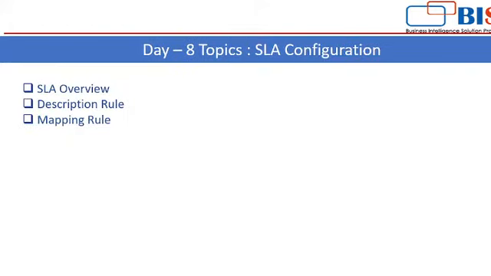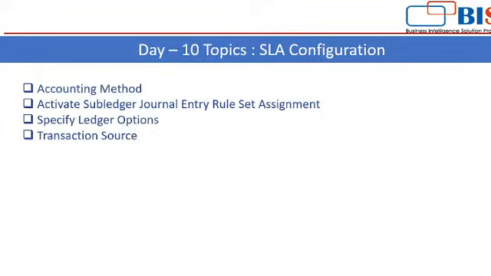Then we have seen that we cannot give the accounting manually for subledger accounting purpose in the project module. So for that purpose you have to create the SLA configuration in the application. For that you have to create description rule, mapping rule, account rule, and you have to associate the account rule in the journal entry rule set.